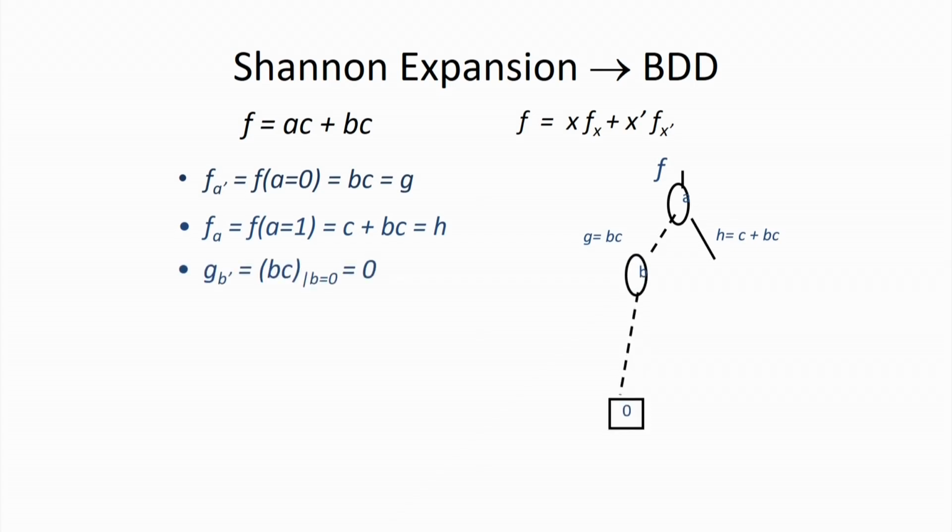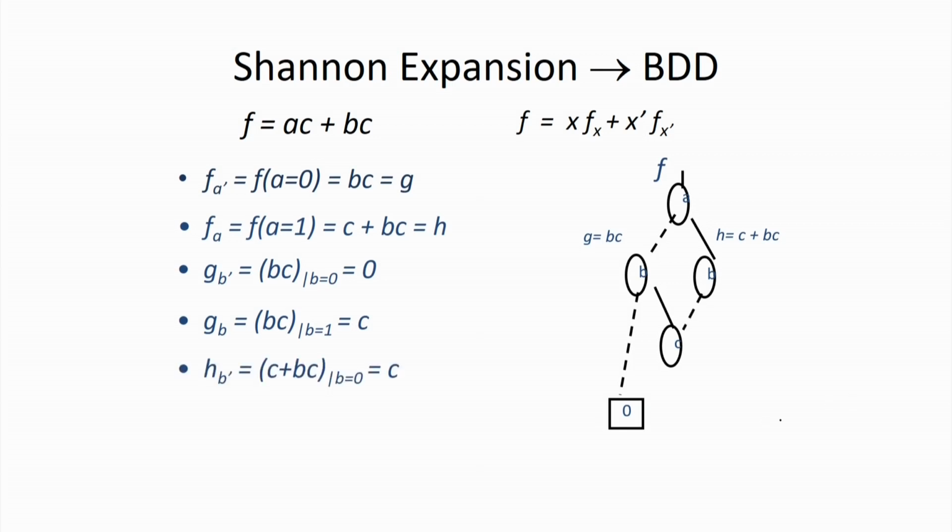Now, for function g, we look at the evaluation with respect to b. This terminal node is b, and when b is equal to 0, the functional value is 0. So we take this dashed edge and come to this terminal node 0. When b is equal to 1, the functional value is c. So we come to this node, and the function over here is the variable c.